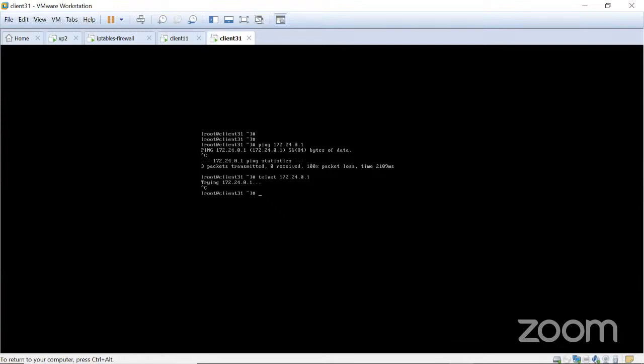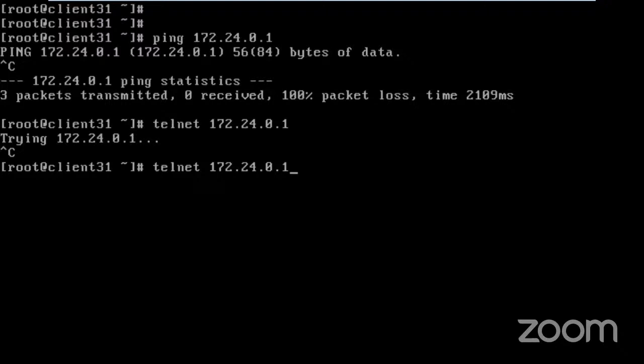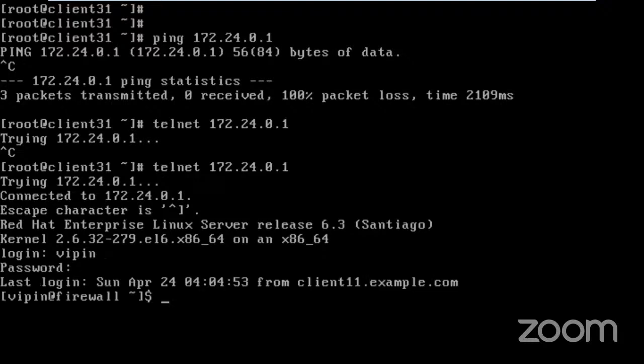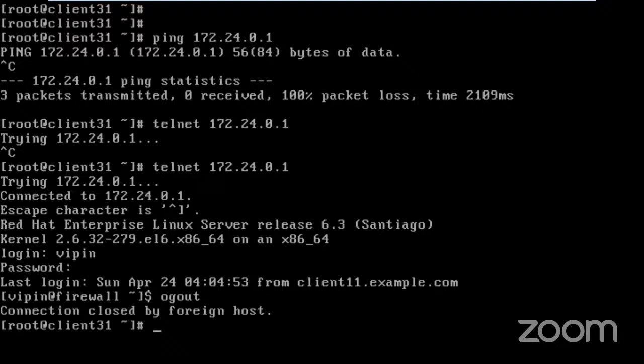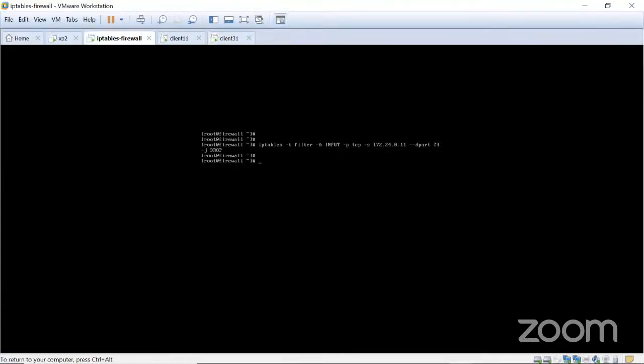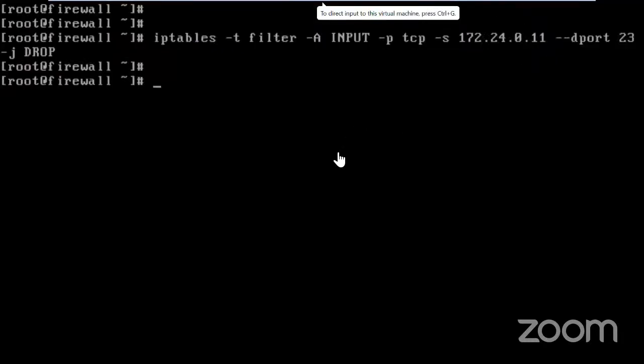But what about this 31 system? Now, whether we will be able to telnet or not, let us see. We are able to telnet because of what we specified when we wrote the rule. Let me again show you that rule. We specified that only the 11 system should be blocked.